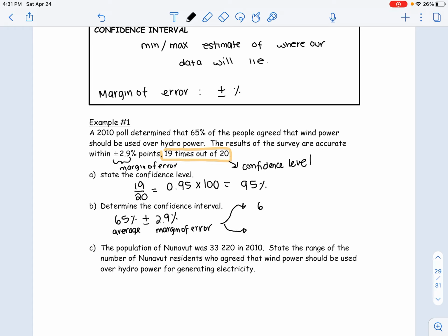So in your calculators, you're just doing 65 plus 2.9 to get your max. This is your max, which is 67.9%. So we're expecting that the max of the interval is 67.9% versus our minimum, which would equal 65, take away our margin of error, 62.1%. Okay, so that's our max and min.